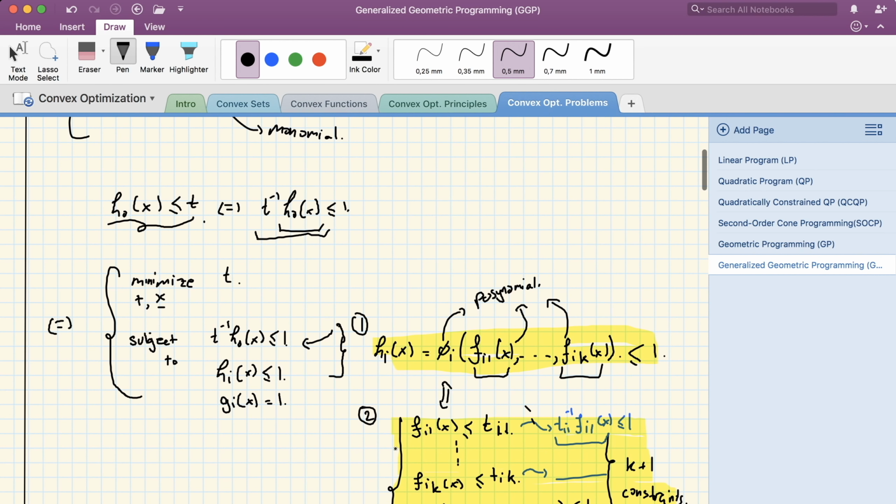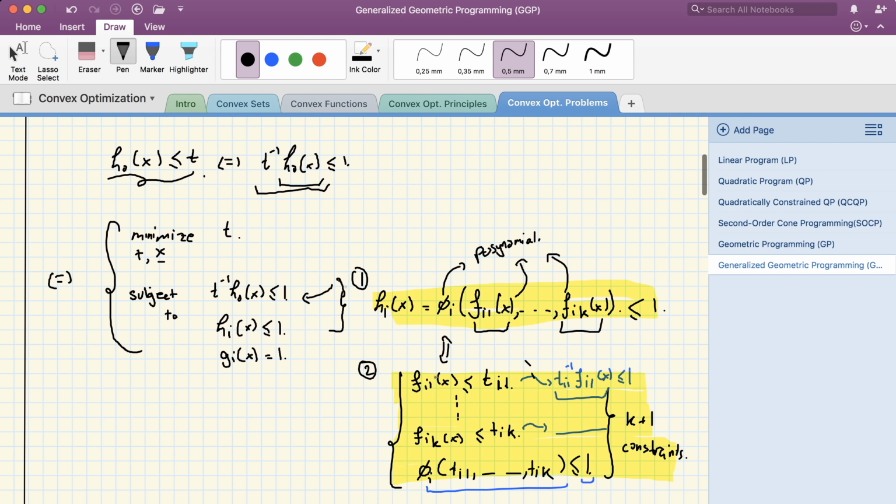So what does that mean? That means every generalized polynomial is being expressed as k plus 1 polynomials. That being said, I don't have any generalized polynomials anymore. All I see is polynomials less than 1. That is, we get a GP.